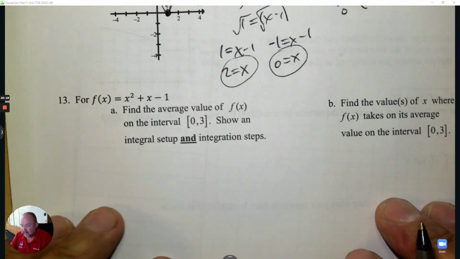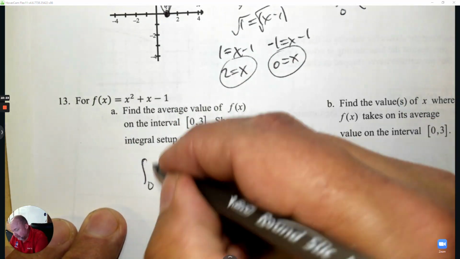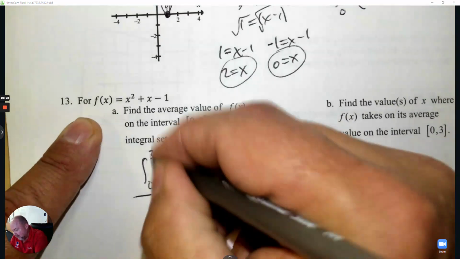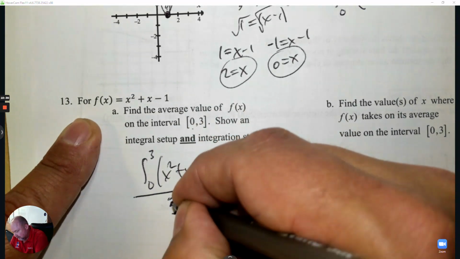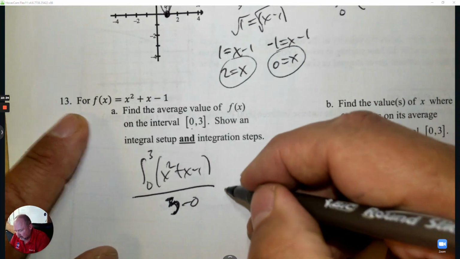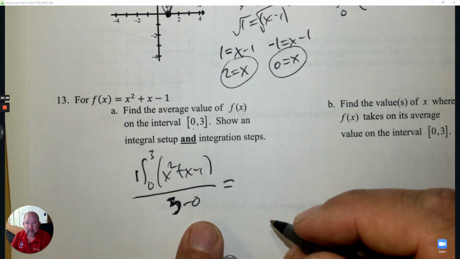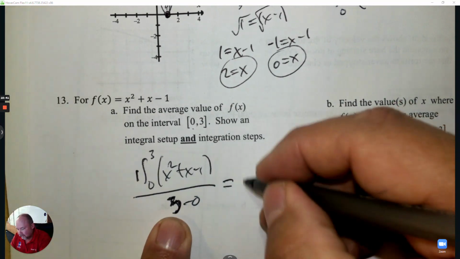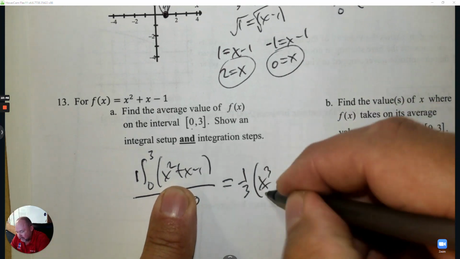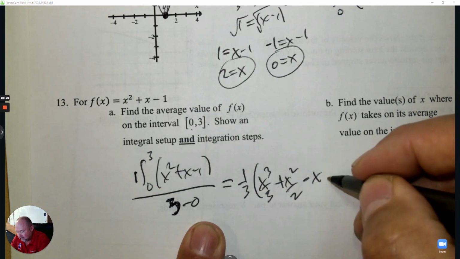Average value. So average value is an integration question. We're going to go from 0 to 3, and we're going to integrate this. And then we divide by the difference of the bounds. So then we divide by 3, take away 0, or 3. Now, there's a 1/3 here. So 3 take away 0 is 3. 1/3, it might be helpful just to write that in front and then integrate this, which is add 1 to the exponent and divide, add 1 to the exponent and divide, and then negative 1 is just x.